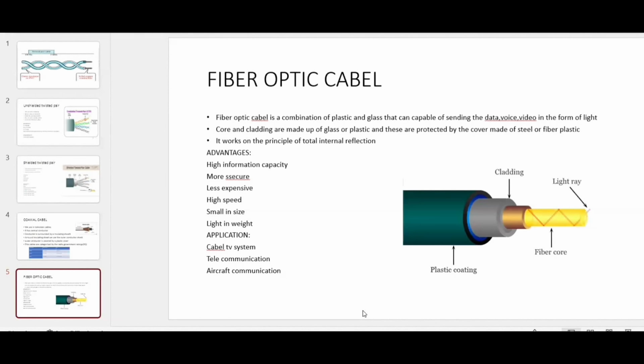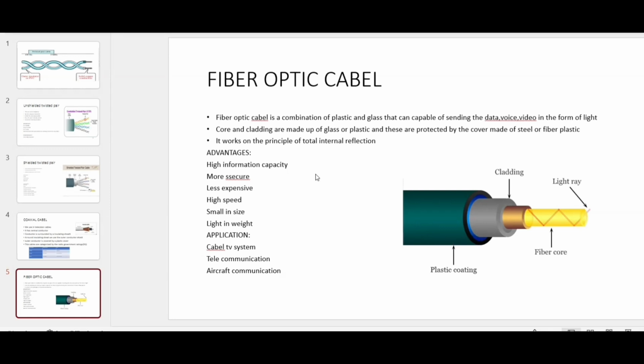Coming to fiber optic cable. In this fiber optic cable, data and voice travel in the form of light. It consists of core, cladding, and protective cover. We are using a core material, on that core material we are using a cladding, and on that cladding we are using a protective cover. We can observe on the figure. It works on the principle of total internal reflection.